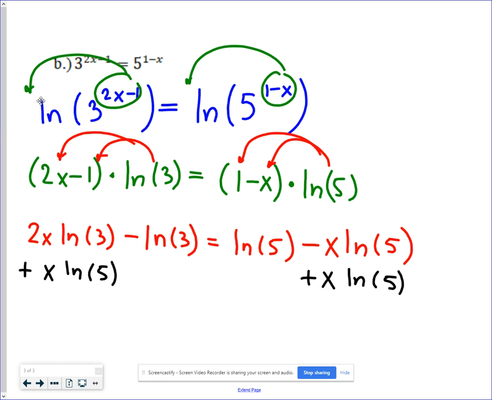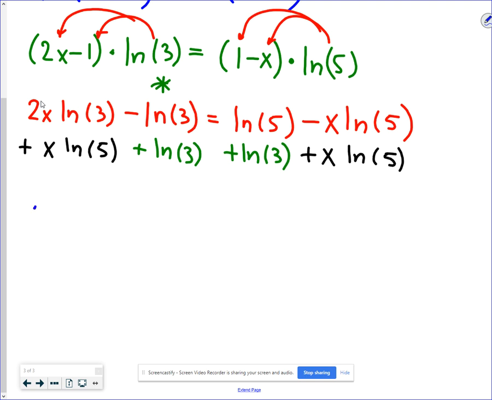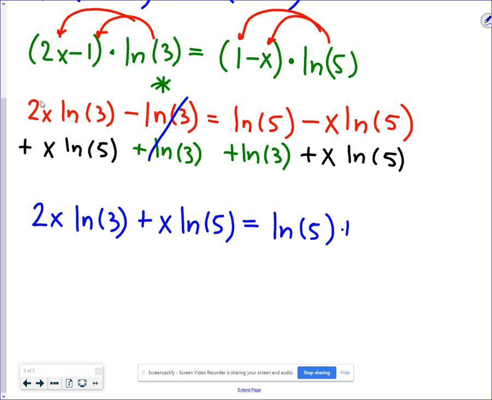And then I'm also going to do another step. I'm going to get all my x's on one side, and then I'm going to get all of my other stuff on the other side. So that means I'm going to get rid of this one. So I'm going to add the natural log of 3 to both sides. So let's see what we end up with. So now we got 2x times the natural log of 3 plus x times the natural log of 5. These cancel out. Is equal to the natural log of 5 plus the natural log of 3. These cancel out.